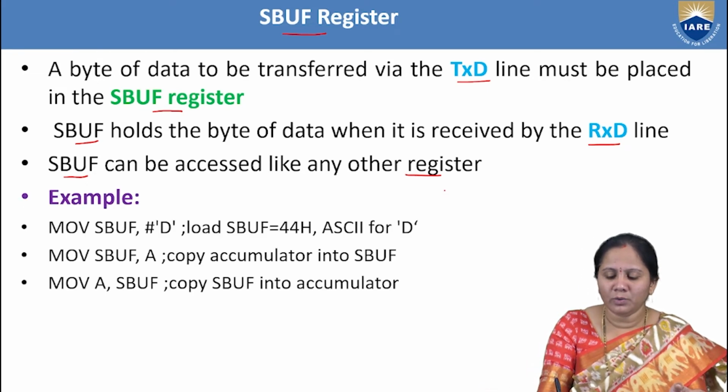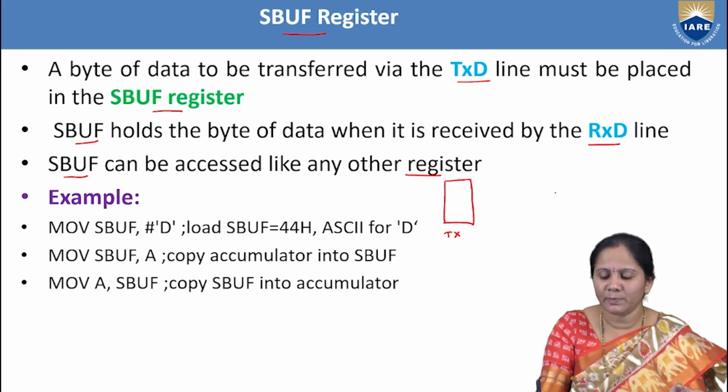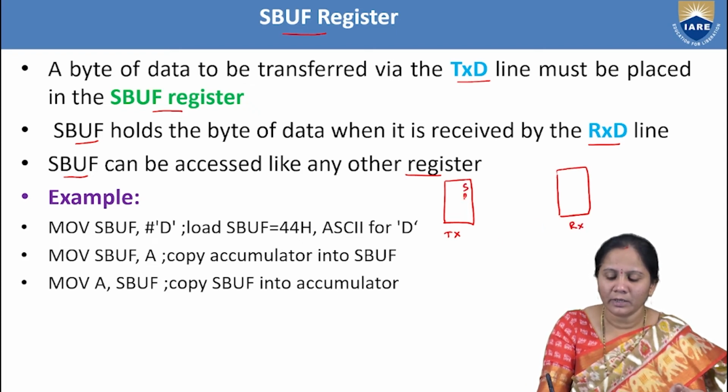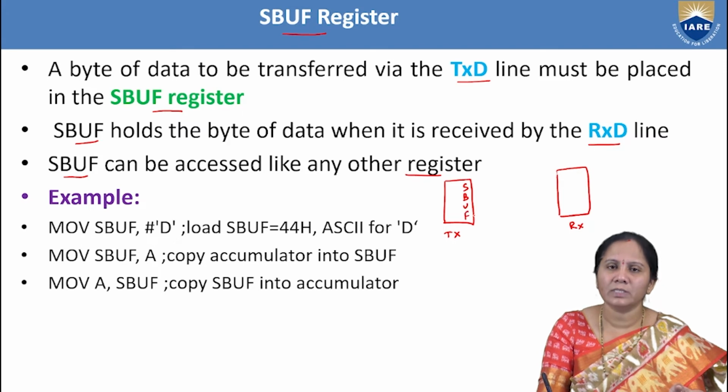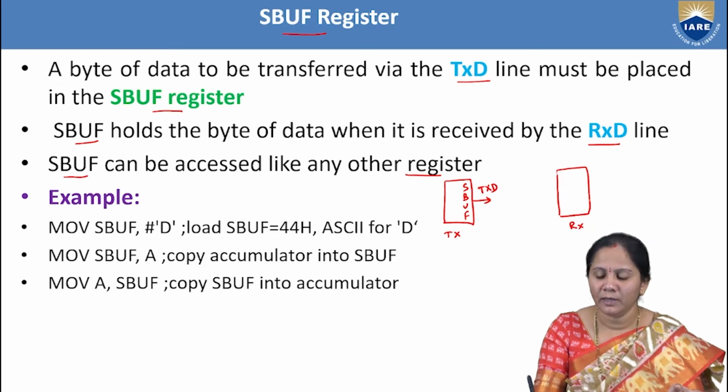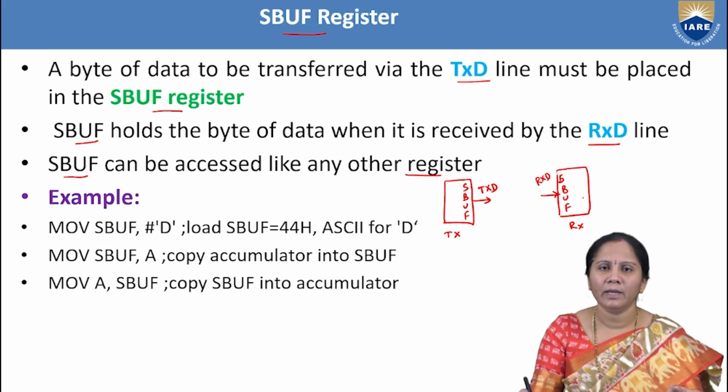To say it simply, if this is the transmitter and this is the receiver, then at the transmitter end you will have one SBUF register. Before transmitting through the TxD pin, the data will be placed in the SBUF register. And after it is received through the RxD signal, it will first be put in the SBUF register present at the receiver end.